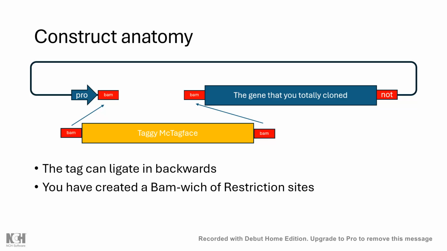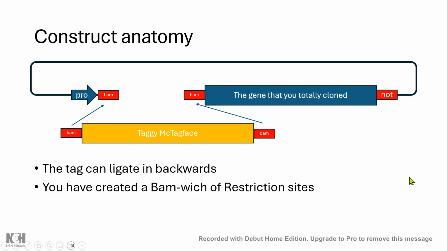And the only other detail I would point out is that this is a little bit of a short-sighted approach. You've created a bandwidth of restriction sites. So that means that this gene and Taggy McTagface, basically you can't subclone them ever again, like together. And also, let's say Taggy McTagface behaves so well, you think, gosh, I want to try that on another gene. You have to go through this song and dance again with the 50-50. Wouldn't it be better to possibly use BAM and NOT to swap out this gene for some other shiny gene that you're in love with? So, how are we going to do that?